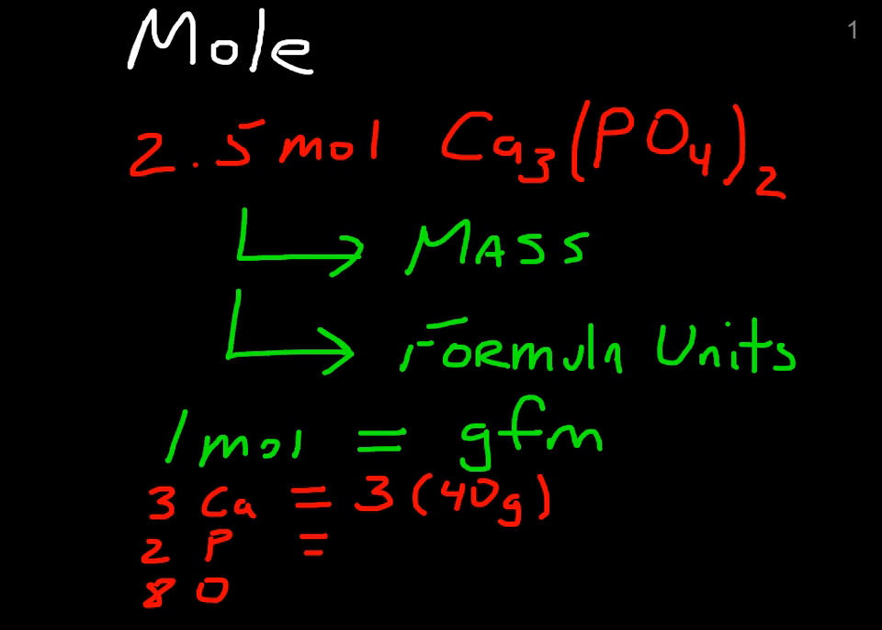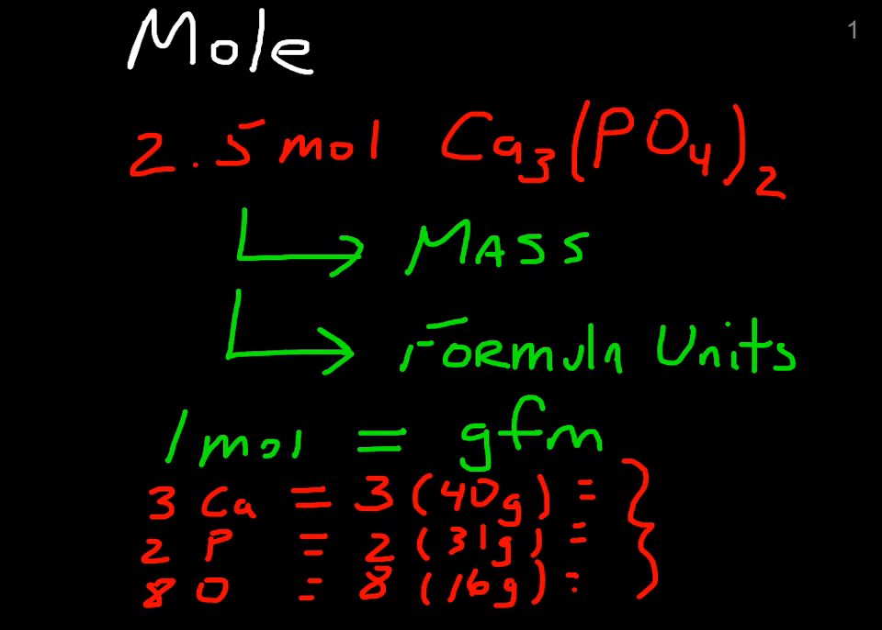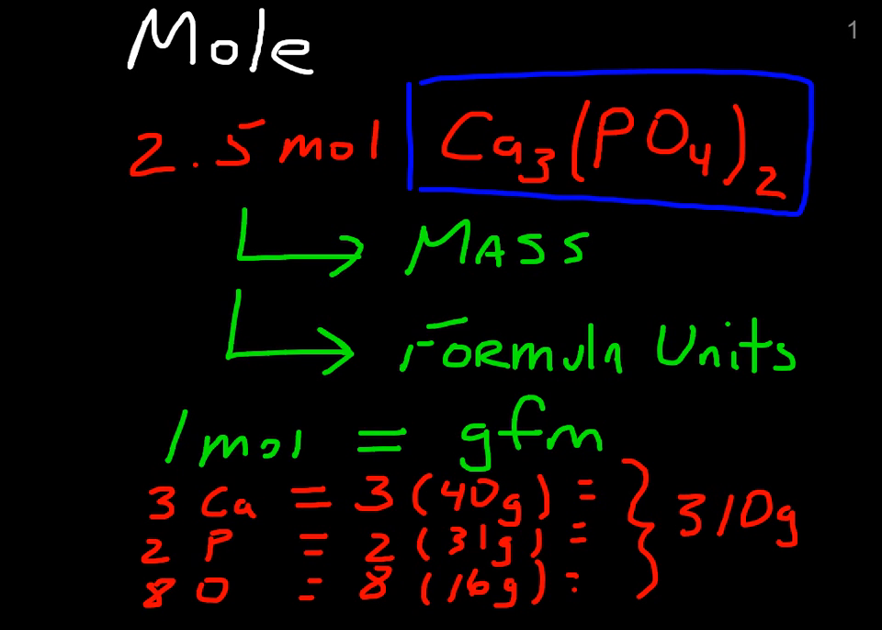A phosphorus is going to weigh 31 grams, and the oxygens weigh 16 grams. All right? So when I do the math and add all these up, I'm going to end up with, once it's all said and done, 310 grams. So that right there is how much 1 mole of calcium phosphate is going to weigh.